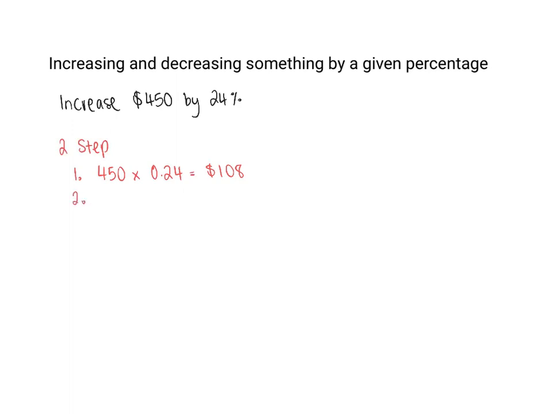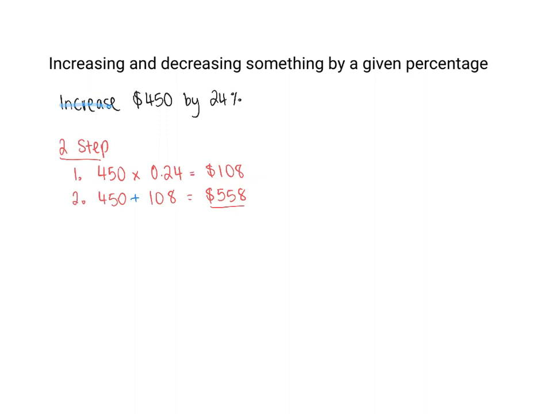Step 2, because this is an increase question, we're going to add that amount on to the original amount. So we'll do 450, and we're going to add, because it's an increase question, $108. Now 450 add 108 gives us $558. So that's the two-step method, okay? Probably not the one I recommend, but it still works. There's nothing wrong with it. It just takes a little bit more time.